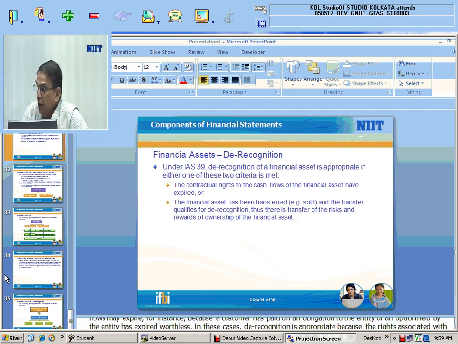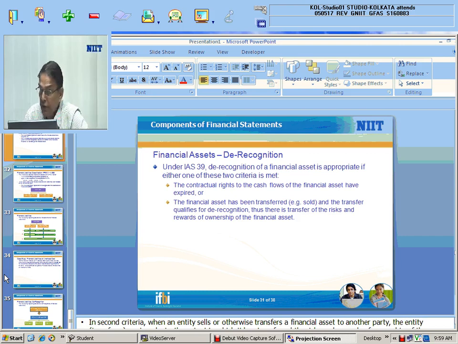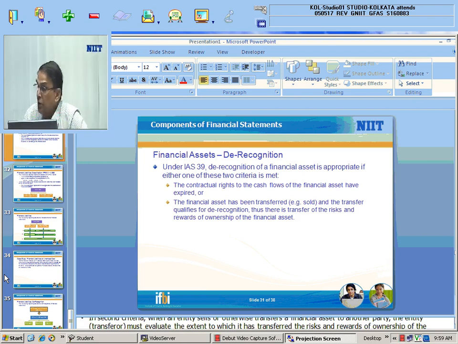In the second criterion, when an entity sells or otherwise transfers a financial asset to another party, the transferor must evaluate the extent to which it has transferred the risk and rewards of ownership of the transferred financial asset to the other party. The evaluation is based on a comparison of the exposure to the variability in the amounts and timings of the net cash flows of the asset before and after the transfer of the asset. So basically, whether the risk and rewards of ownership have been transferred to the buyer or not. That is what we look at.